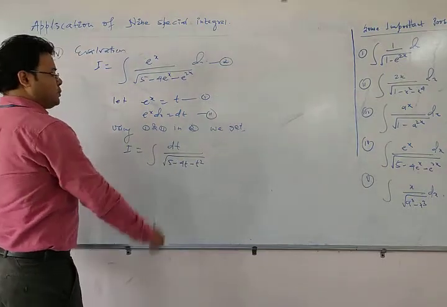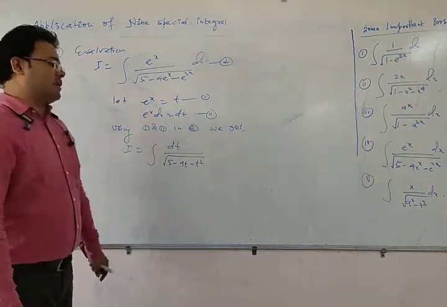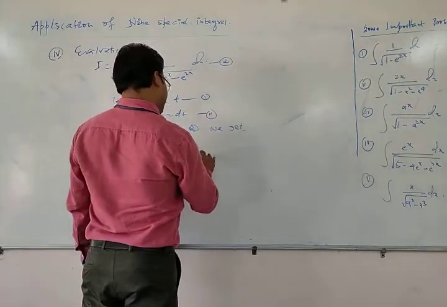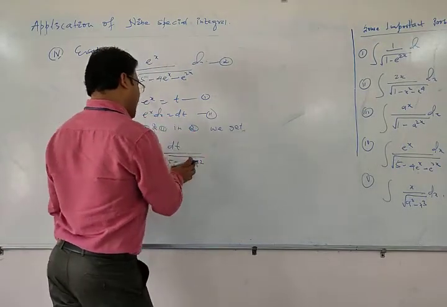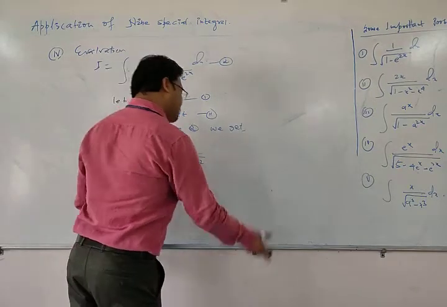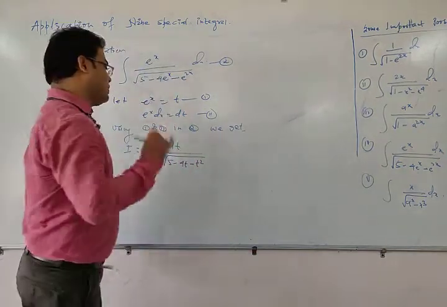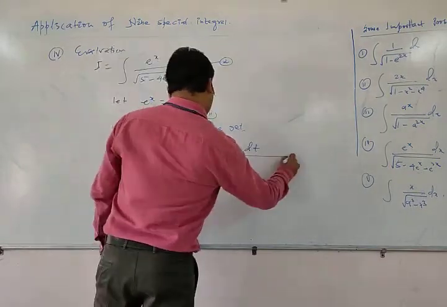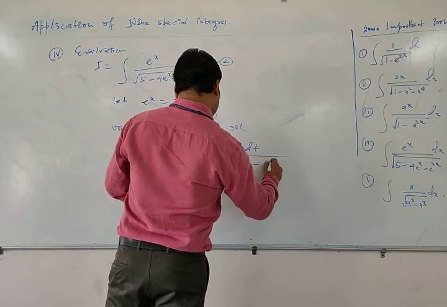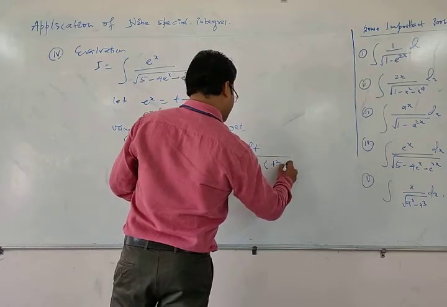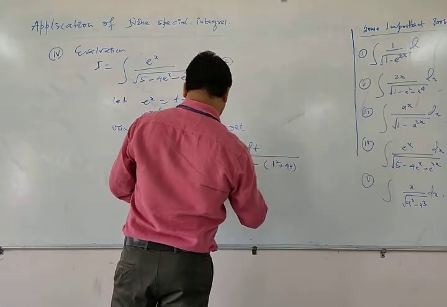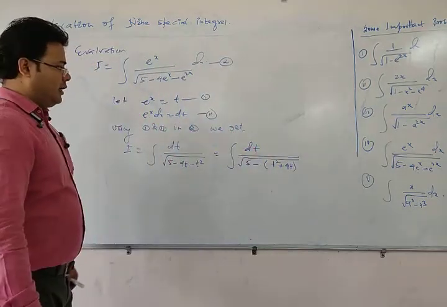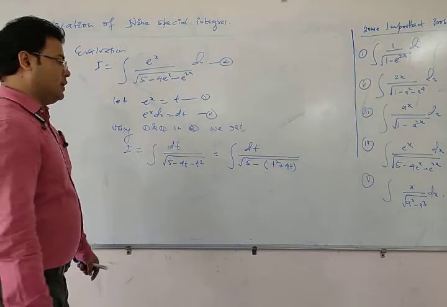Now this is the quadratic expression, and you have to write this quadratic expression as the sum of two perfect squares. So you can see here how we can convert this into the sum of two perfect squares. So look at 5 minus t square plus 4t, square root of this. Can we write? Yes, we can write.